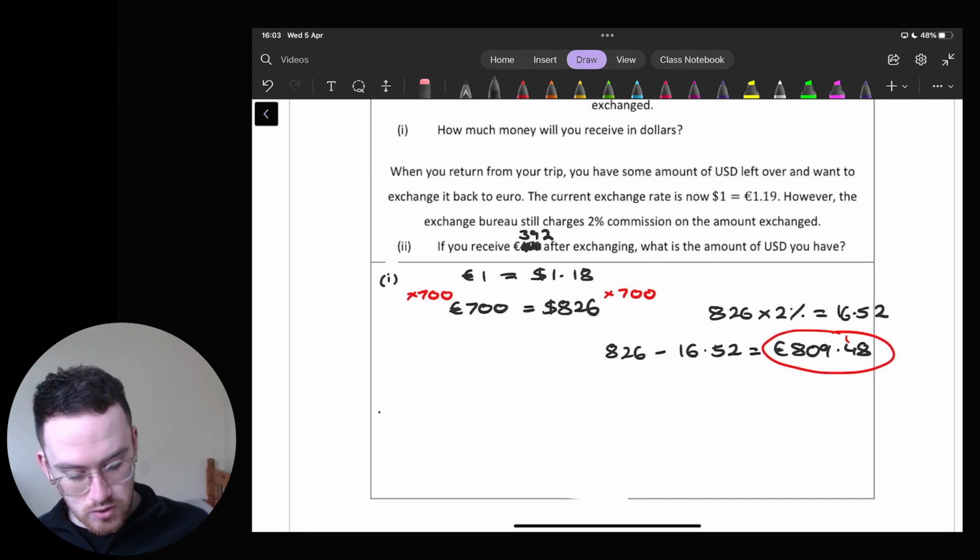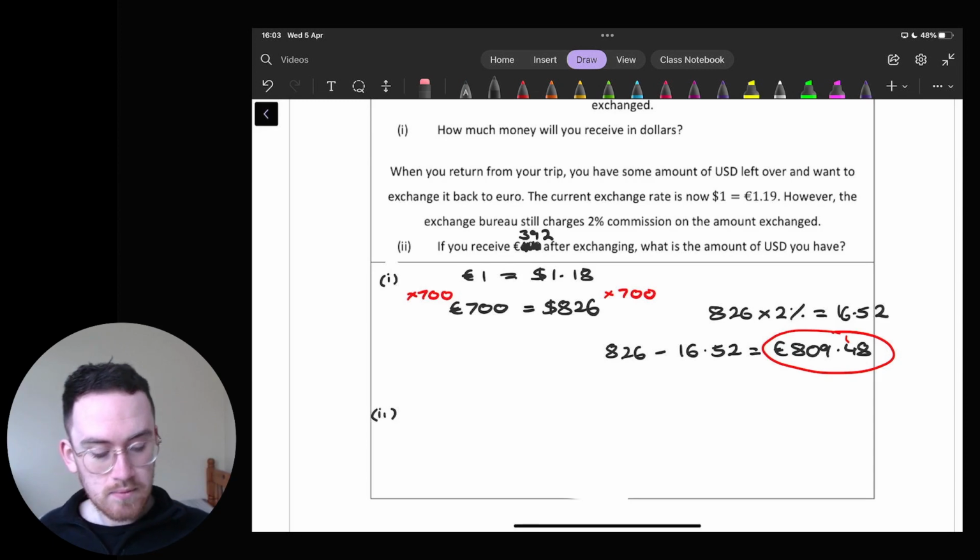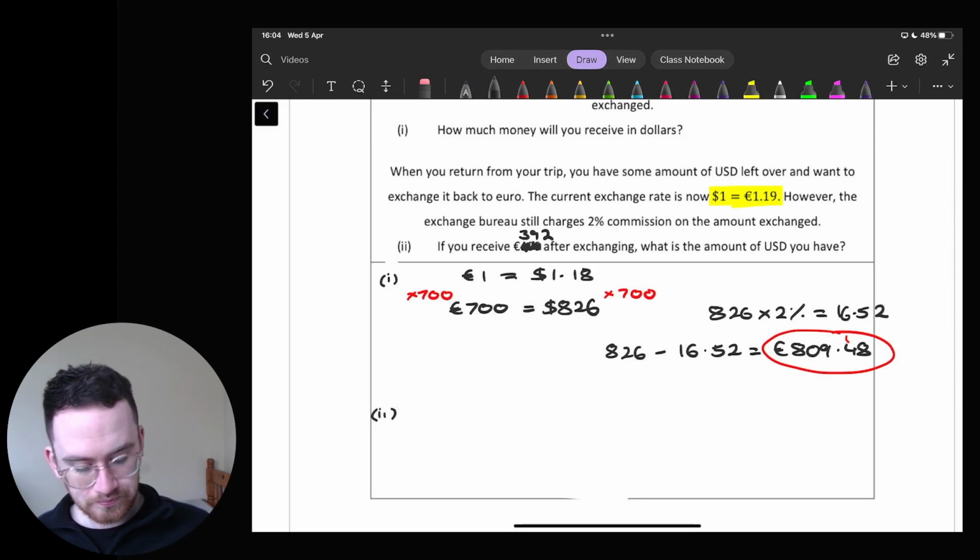Looking at part 2, when I come back, I have some dollars left over. I want to exchange it back. My rate now is $1 is €1.19, and they still charge the 2% commission. I'm going to change the question so that it suits: if I receive €392, what amount of US dollars do I have?